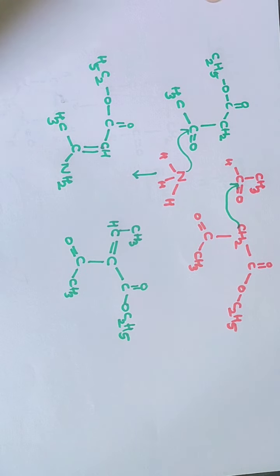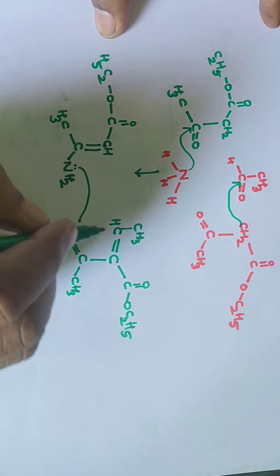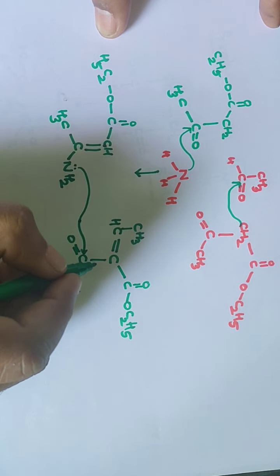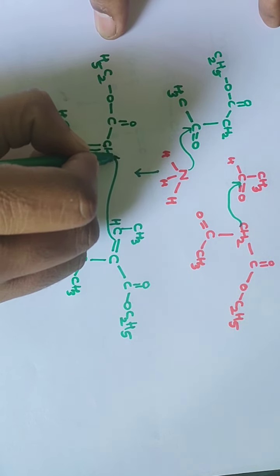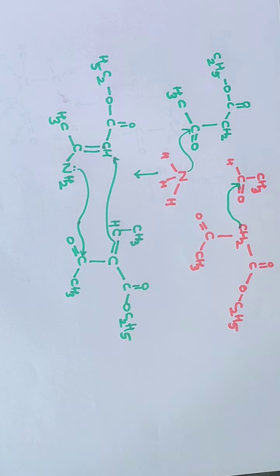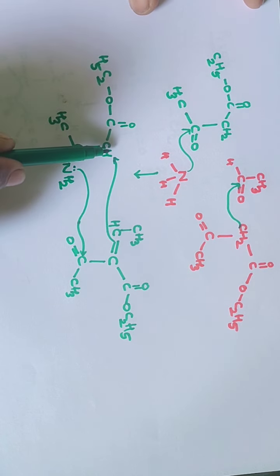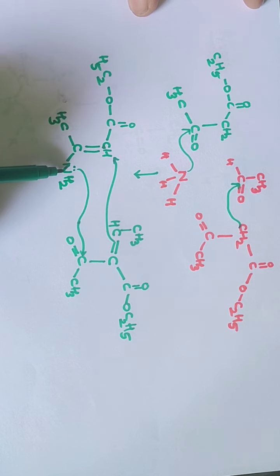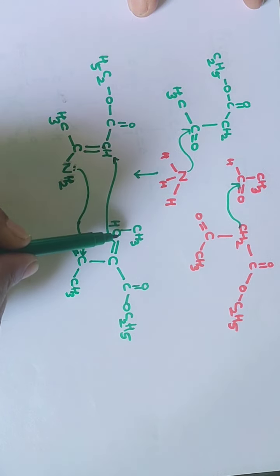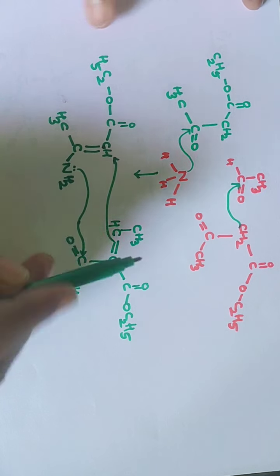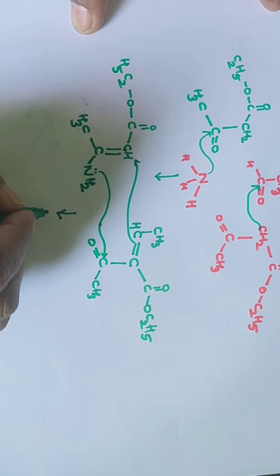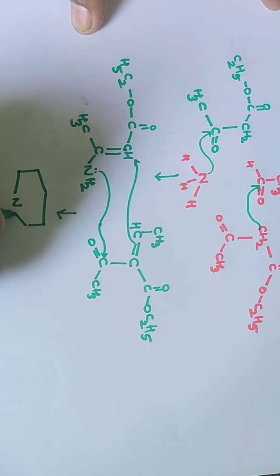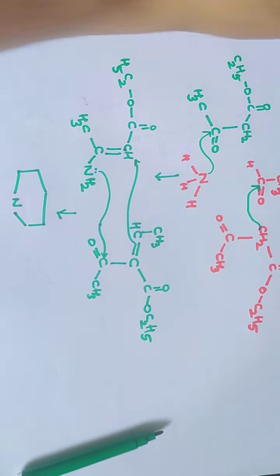The reaction between these two takes place. This nitrogen attacks this carbon. This double bond attacks this. So there will be a formation of a ring. How many membered ring? 6 membered. Look at this: 1, 2, 3 nitrogen, 4 carbon, 5 carbon, and this 6 carbon. So you get this ring. Just look at the ring, students. We have a 6 membered ring here with one nitrogen.